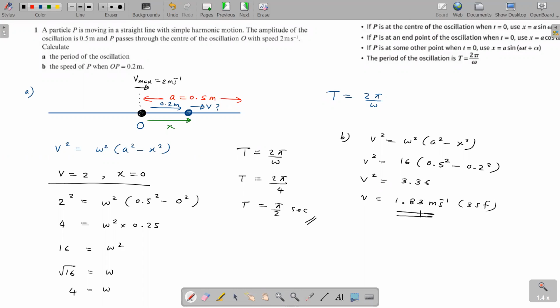So this is the speed of the particle when it has moved a distance of 0.2 meters away from the origin. As you can see, the speed has dropped. At the origin, the speed is 2, and you can see at the point P, the speed is 1.83, isn't it? Okay, so that's the answer for part B.